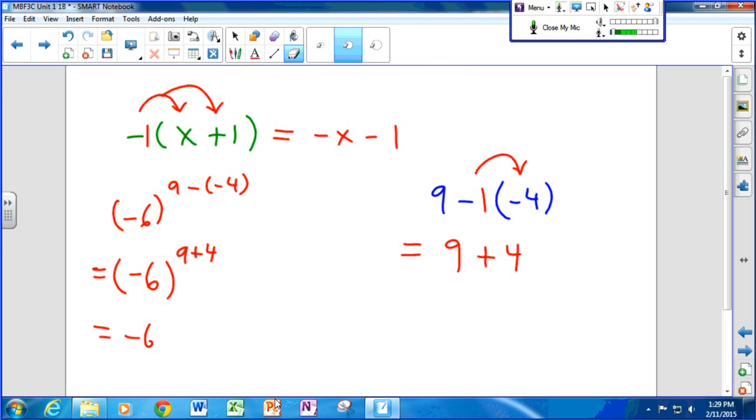which equals 13. 9 plus 4 should be 13. So that's how we got to 13.